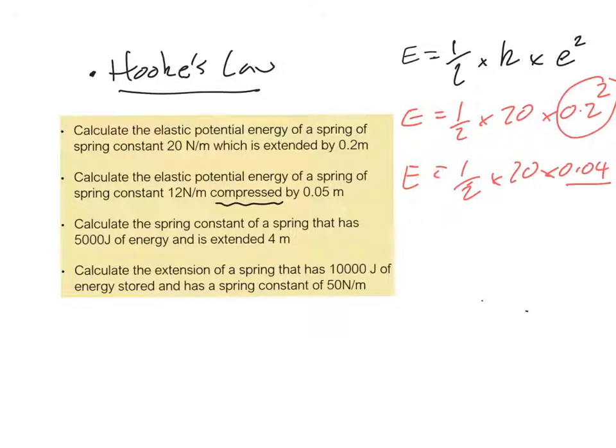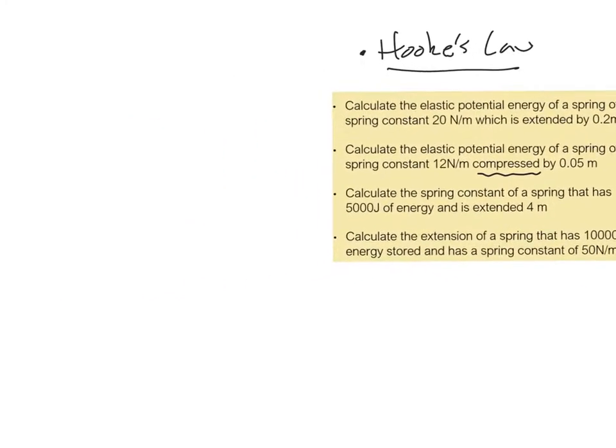Okay, so then we can simplify it and solve the question. Stick that into the calculator: 0.04 times 20 times 0.5, which is a half, equals 0.4 joules. That's how much energy is stored there. Okay, on to the next one now.